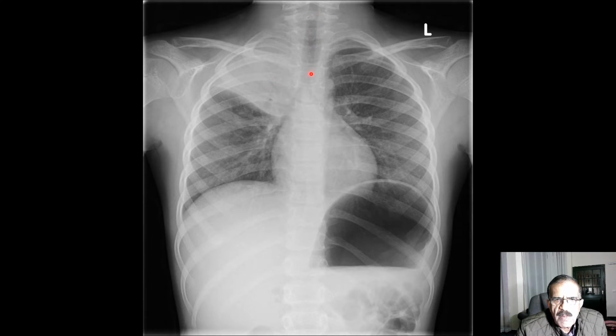Trachea is in its normal position, and you can, I think, see this black column. This is due to the right main bronchus. If you have a diffuse opacity and you can identify a black column which corresponds to the bronchus, this is called air bronchogram. Air bronchogram is actually a hallmark of consolidation or pneumonia.